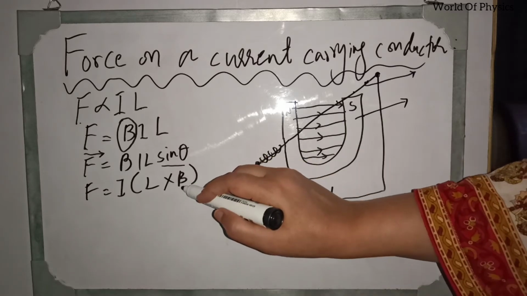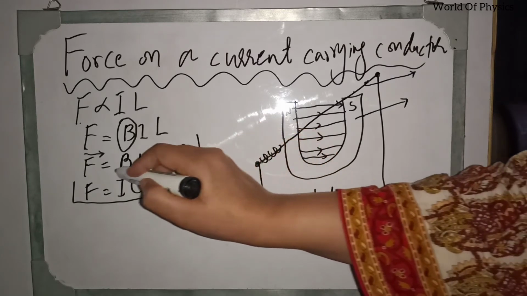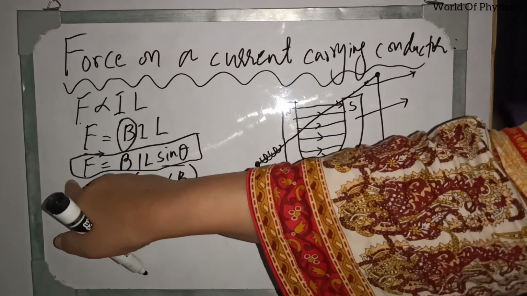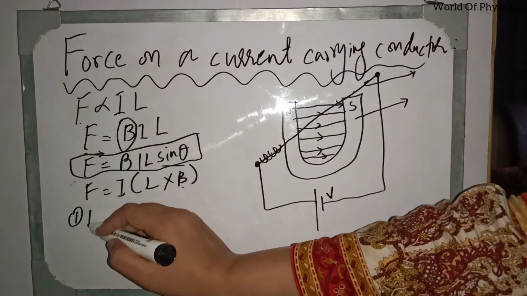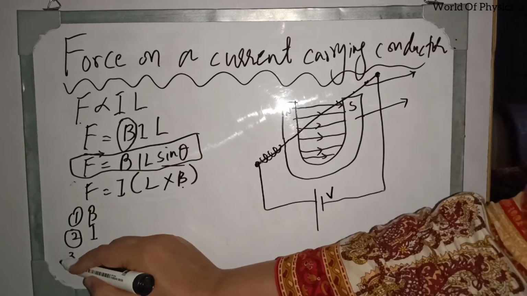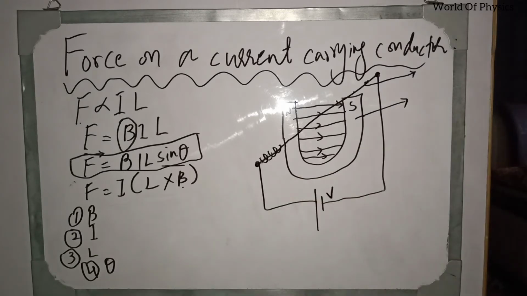This equation clearly shows that the mechanical force depends upon four factors. The very first factor is B, the second factor is I, the third factor is L, and the fourth factor is theta. And how does it depend upon these four factors?